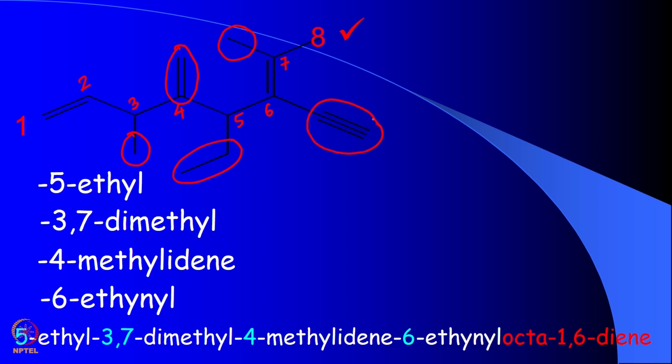So, what we should name this molecule is written here at the bottom of the slide: 5-ethyl, 3,7-dimethyl, 4-methylidene, 6-ethynyl, octa-1,6-di... So, this is how we should try to understand and write the name of a hydrocarbon or a complicated molecule where you may have 2 or more double bonds and triple bonds present in the molecule.